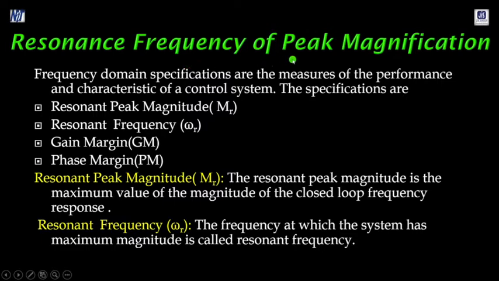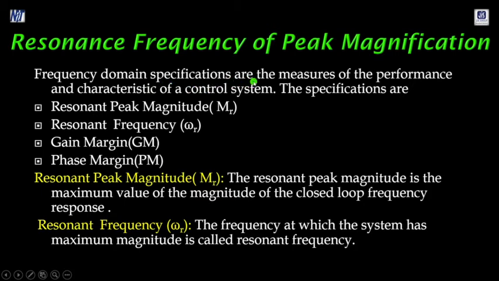Resonance frequency of peak magnification. It is denoted by Mr. The resonant peak in the frequency response corresponds to the peak overshoot in the time domain transient response for certain values of damping ratio. So the resonant peak and peak overshoot are correlated to each other.